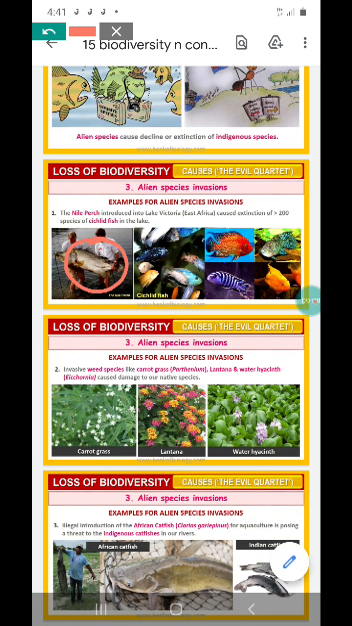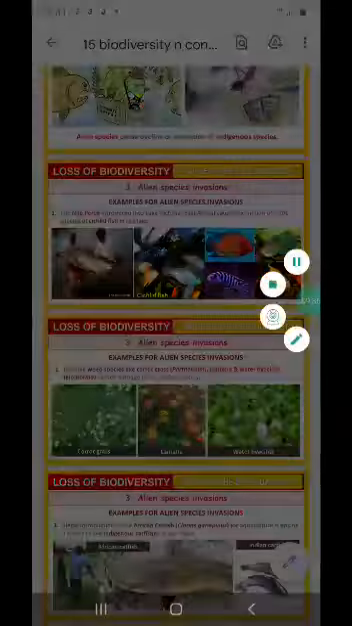Okay, and another example is the illegal introduction of the African catfish. African catfish for aquaculture is posing a threat to the indigenous catfishes. Introduction of African catfish has posed a threat to the indigenous catfishes.